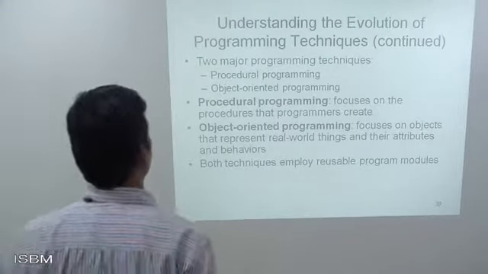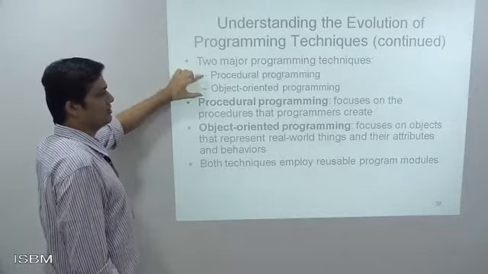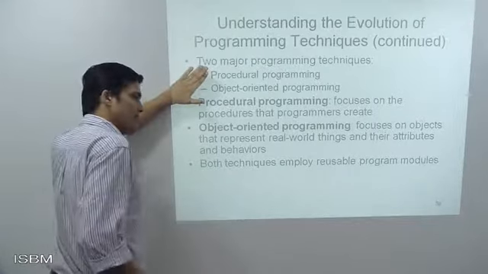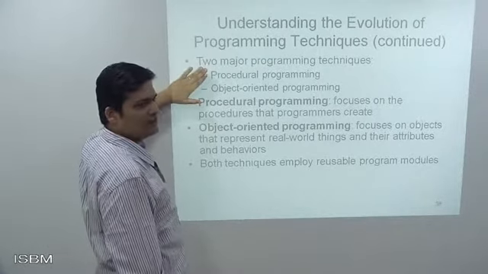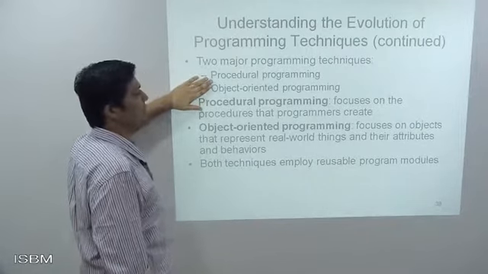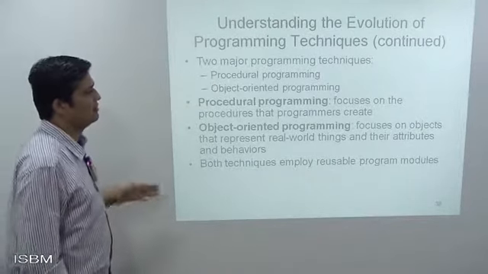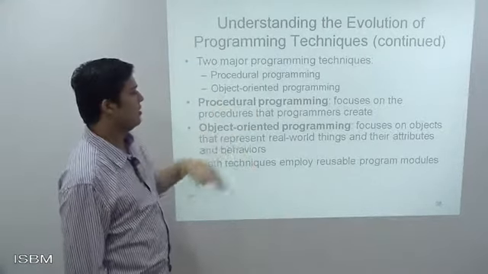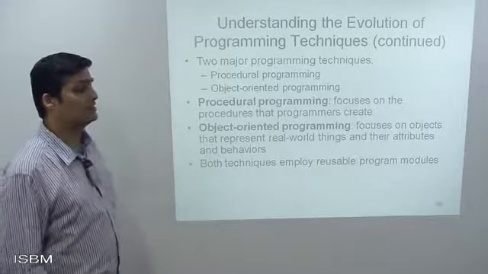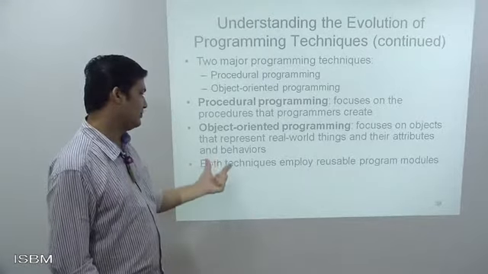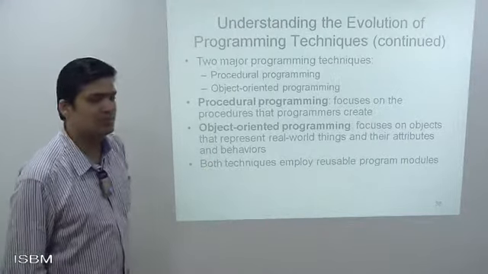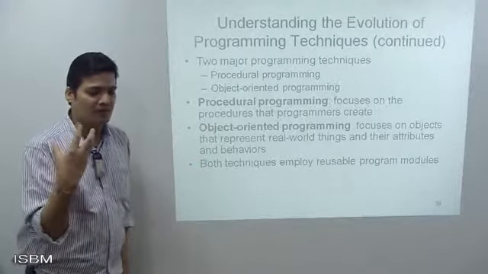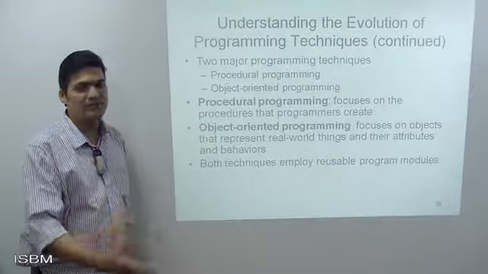There are two major programming techniques: procedural programming and object-oriented programming. Procedural programming is nearly obsolete; very few languages follow it nowadays. Object-oriented programming is what we use nowadays. Procedural programming focuses on the procedures that a program creates and follows. Object-oriented programming focuses on objects that represent real-world things and their attributes and behaviors. Both techniques employ reusable programming modules, but object-oriented is more famous and widely used in the market.